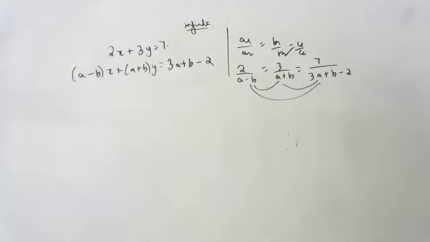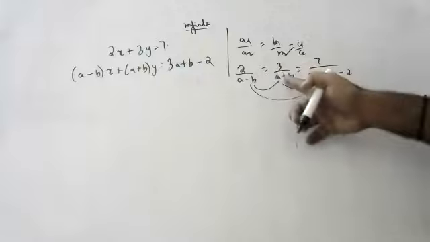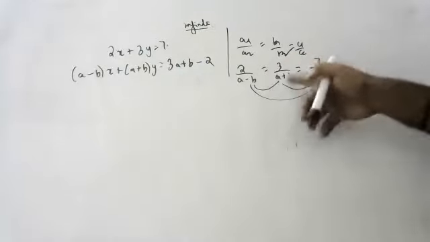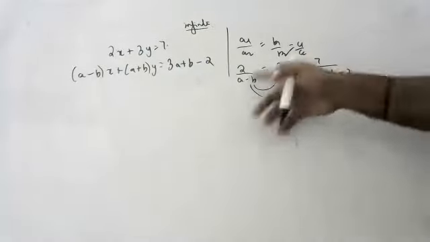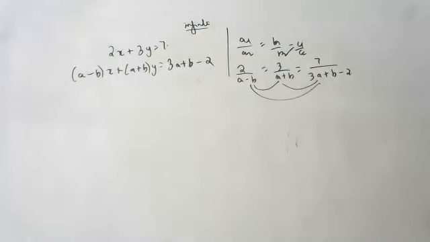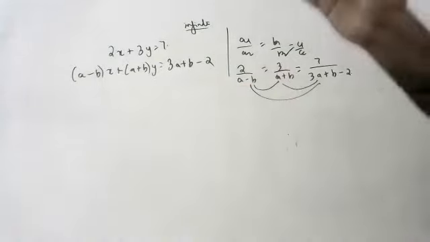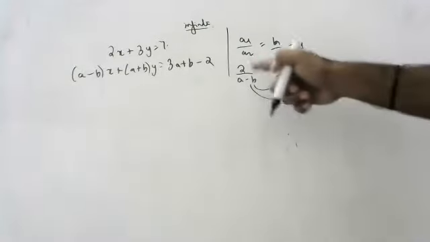Take any two equations. Here you will get one equation. If you solve this both, you will get one equation. If you solve this both also, you will get one equation. Any two equations you have to take because a and b, two variables are there. You need two equations.